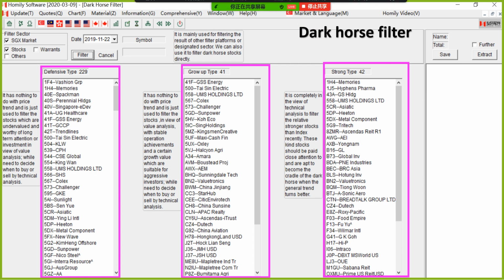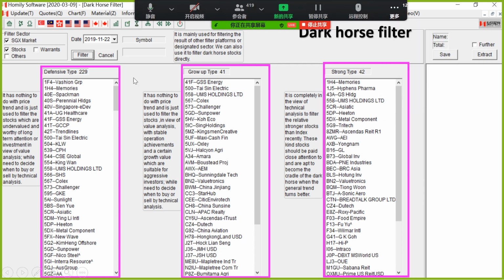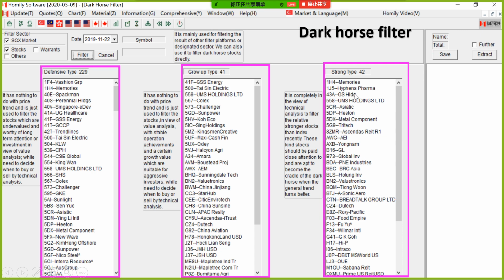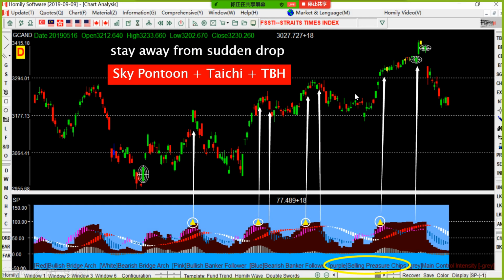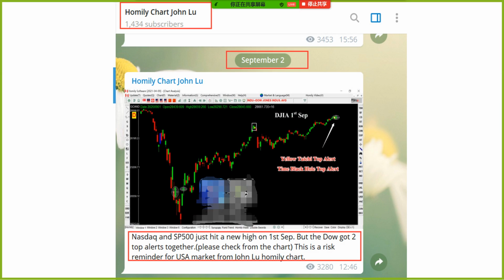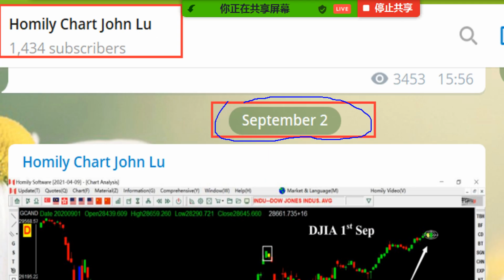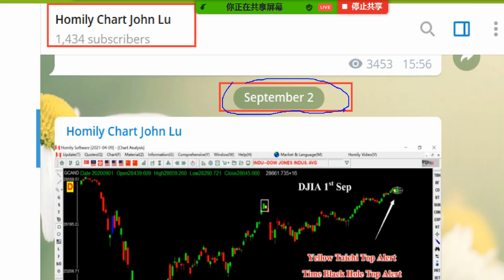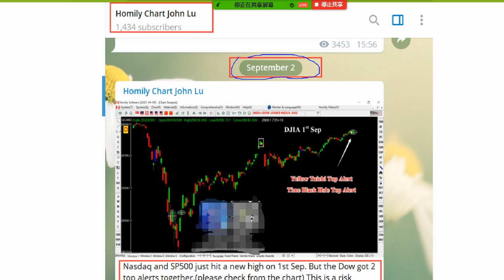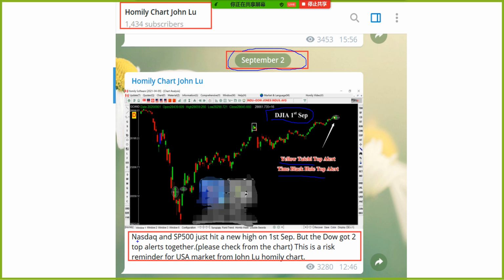Okay, you can see from the dark auto filter can give you the defensive, grow up, and strong tap. And I remember this time at early November, then early September. Early September, I got this alert. The Dow Jones Industrial Average got the double alert, yellow Taiji and 10 black hole. You see this one, okay?